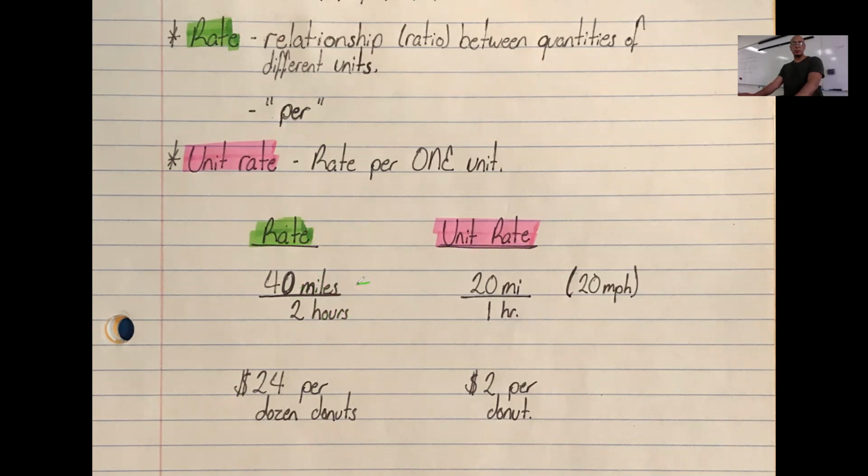Ladies and gentlemen, notice that I'm comparing miles to hours. These are two different things. Miles is a distance, hours is time. So therefore, that is a rate, 40 miles in 2 hours. How far did it go in 2 hours? 40 miles. Having gone 40 miles, how much time has passed by? 2 hours, all right? That is a rate.